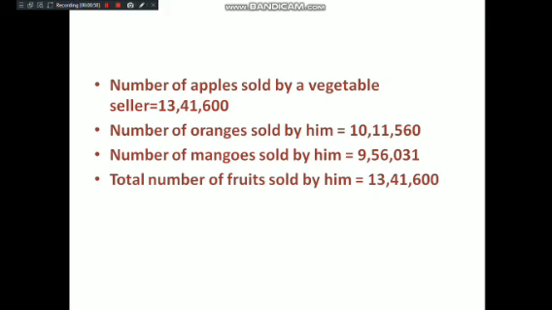Statement 4. Total number of fruits sold by him is equal to 13,41,600 plus 10,11,560 plus 9,56,031. After adding, you will get the answer 33,09,191.